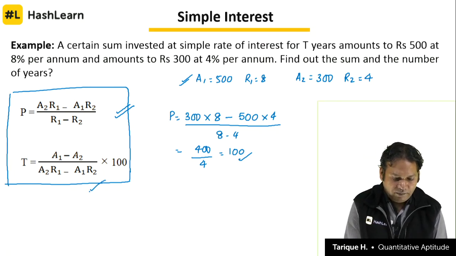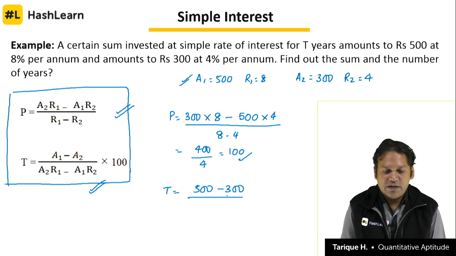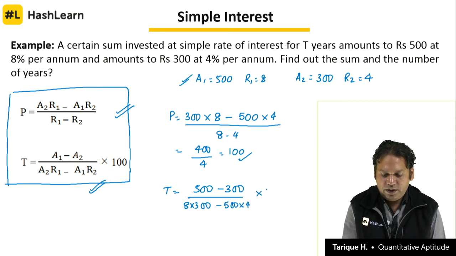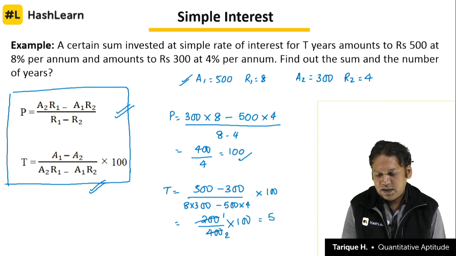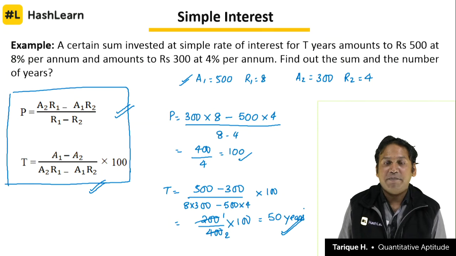And similarly, time is equal to (A1 minus A2) upon (A2 R1 minus A1 R2), that is (500 minus 300) upon (8 into 300 minus 500 into 4) into 100, that is 200 by 400 into 100, half. What is the answer? 50 years. Just 2 steps and we will get both the principal as well as the time.